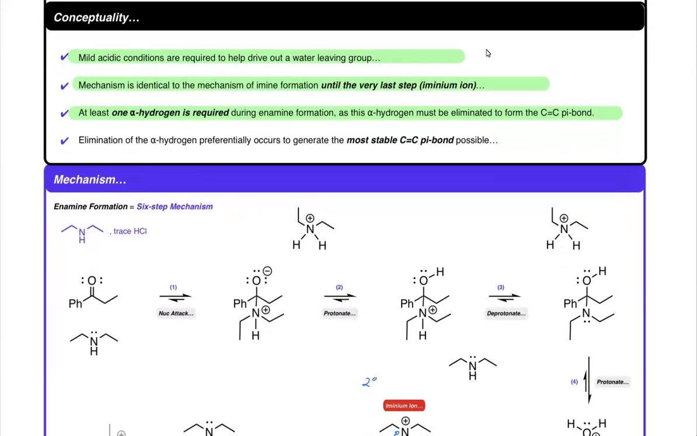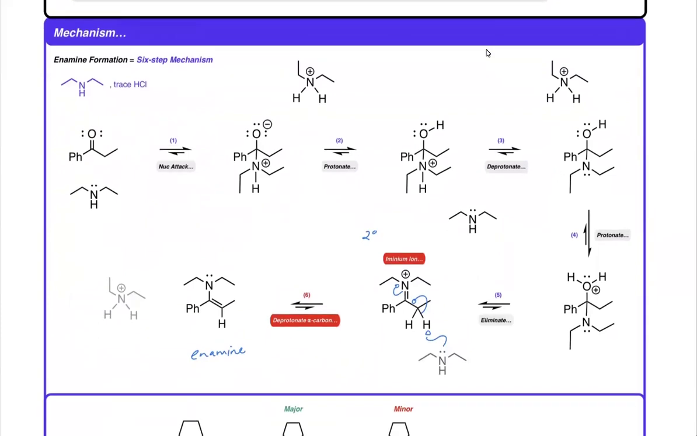And then we'll talk about this after we go through our initial example, but when we do form that enamine carbon-carbon pi bond, we want that pi bond generated to be the most stable possible if there are multiple options. So let's now get into the full mechanism. We're going to react here with diethylamine and trace acid.